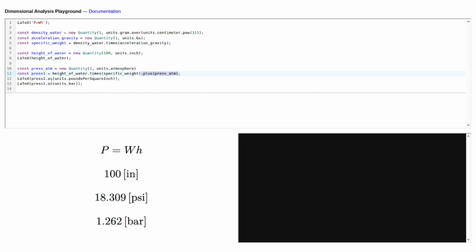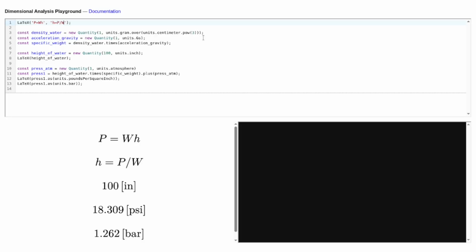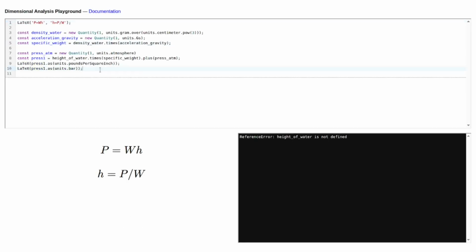So just real quick, if we wanted to do the other way around, if we knew the pressure at the bottom of the container and wanted to determine the height of the fluid, we could just solve for h. So then here we know that the height of the fluid is the pressure at the bottom divided by that specific weight. So I'm going to just rearrange the code a little bit here.